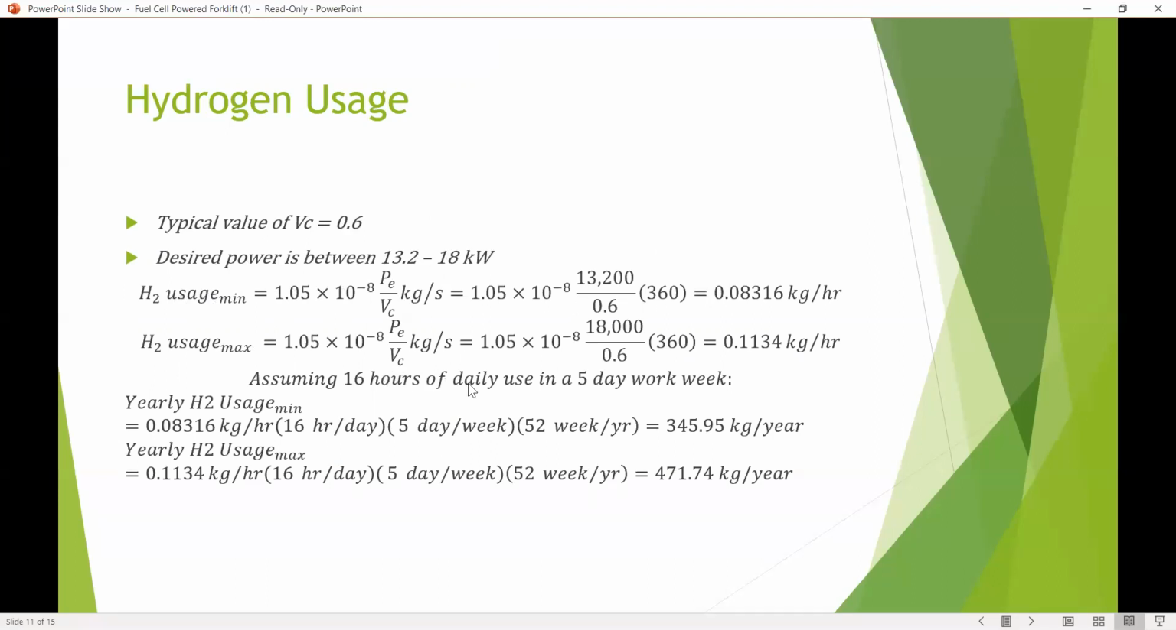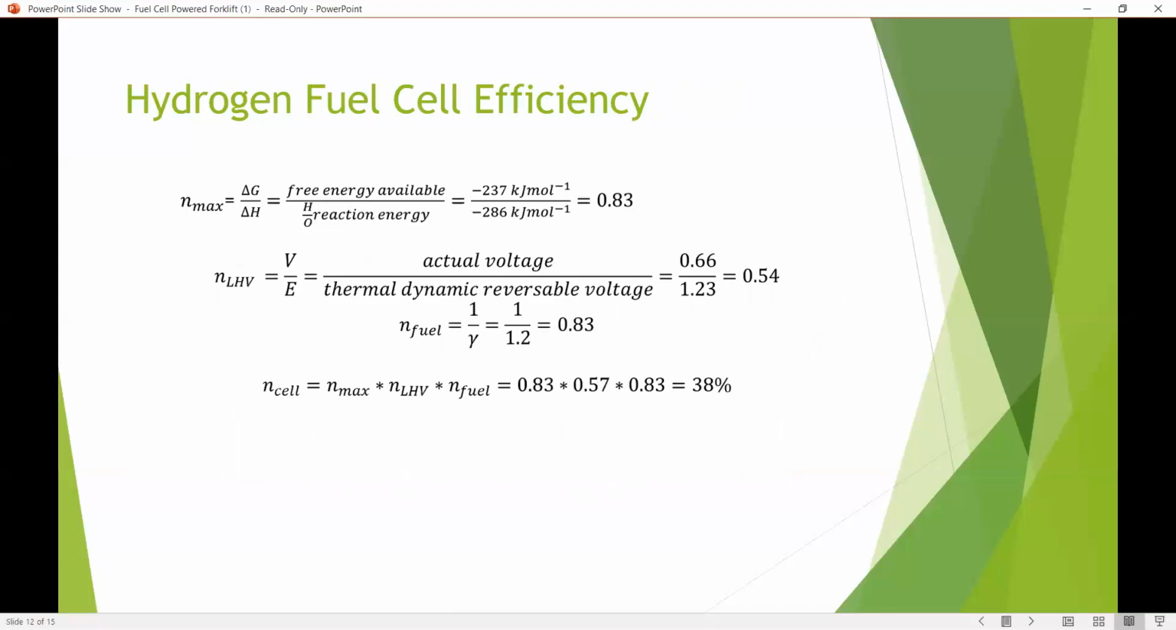And assuming 16 hours of daily use in a 5-day work week, we get the yearly H2 usage minimum and maximum, which is 345.95 kilograms a year for the minimum and 471.74 kilograms per year for the max.